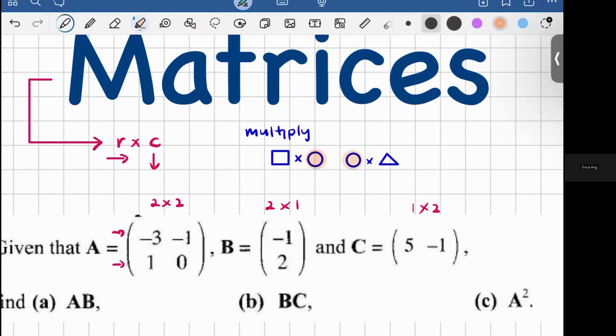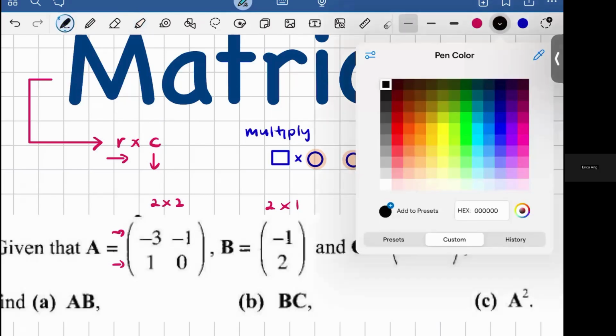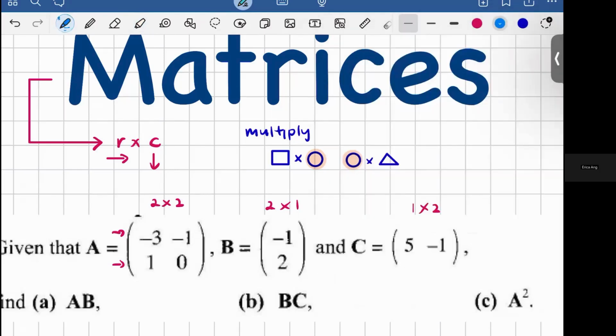These middle two numbers, if they are not the same, you cannot multiply. These two must always, always, always be the same. If they're not the same, you cannot multiply. Then we are left with the square and the triangle. After you multiply, that is your final matrix, which is square times triangle.